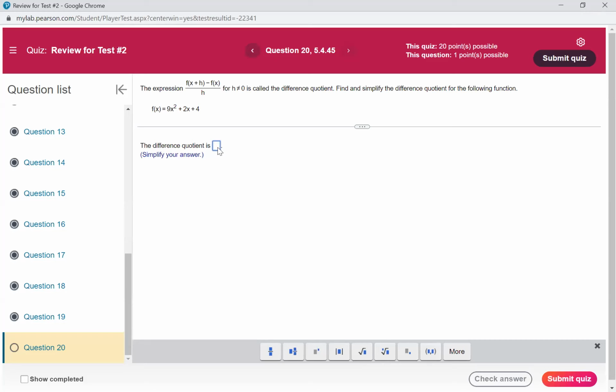All righty, so I'm going to have to write that one down. We're doing the same thing, except this time my f of x is a little bigger. f of x is 9x squared plus 2x plus 4. All righty.